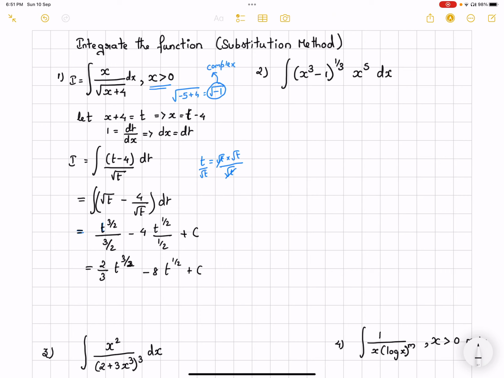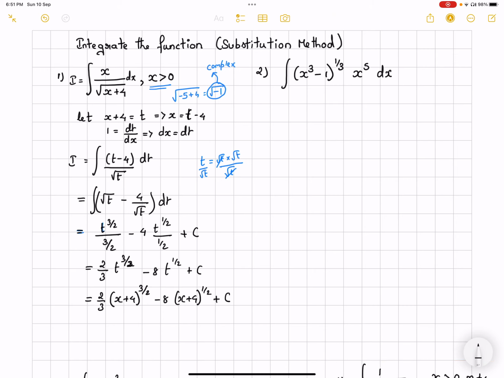What exactly is my t? Let's substitute that. Now here the 2 by 3, t is nothing but x plus 4, whole to the power 3 by 2, minus 8 into x plus 4, whole to the power half, plus c. Further, if you would like to simplify, we have a few common things. So let's do that as well.